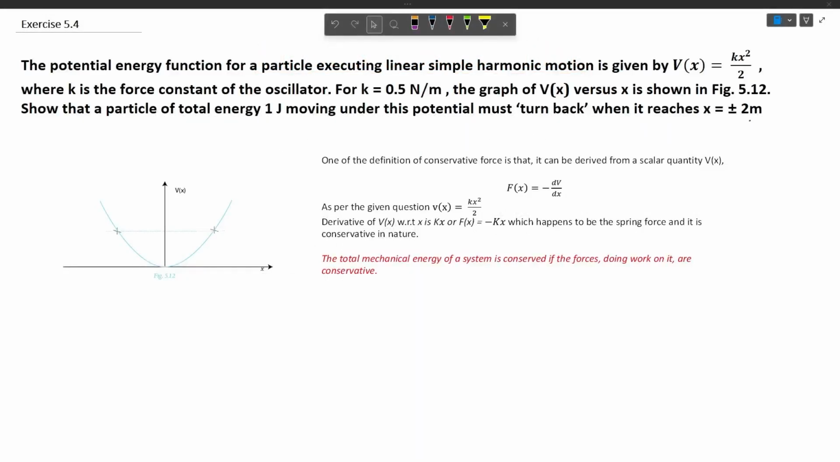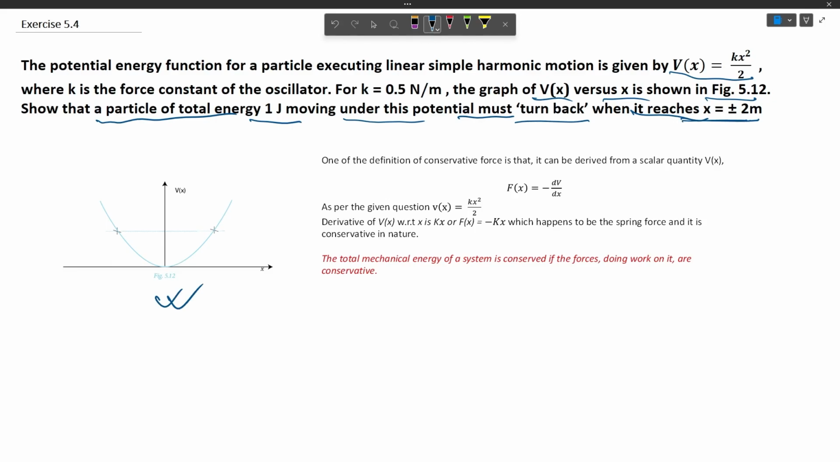The question says that the potential energy function of a particle executing linear simple harmonic motion is given by the expression V(x) equals kx squared by 2, where k is the force constant of the oscillator. Now for k equals 0.5 newton per meter, the graph V(x) versus x is shown in figure 5.12, that is this figure. Show that a particle of total energy 1 joule moving under this potential must turn back when it reaches x equals plus minus 2 meter.